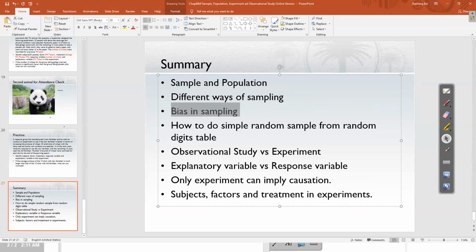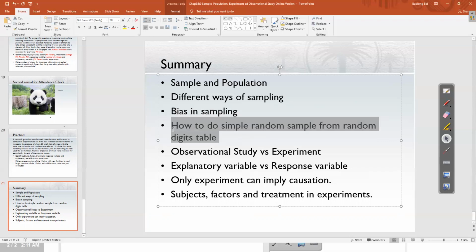Bias in sampling is very, very important. We try to reduce the bias. That's why we do random sampling. But doing random sampling doesn't mean you're always going to get a good sample. There's still a chance you're going to get a biased sample even when you do random sampling. It's just that the chance is going to be a lot lower than if you're not. So we try to reduce the bias.